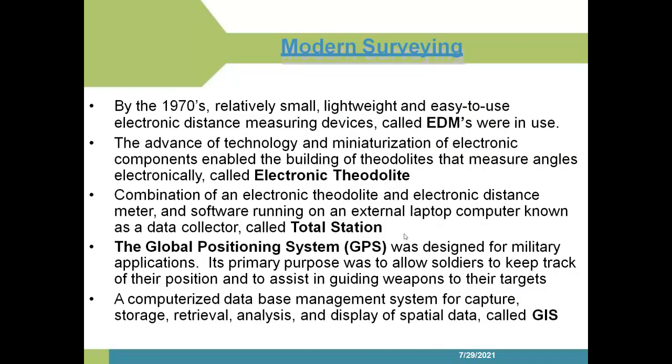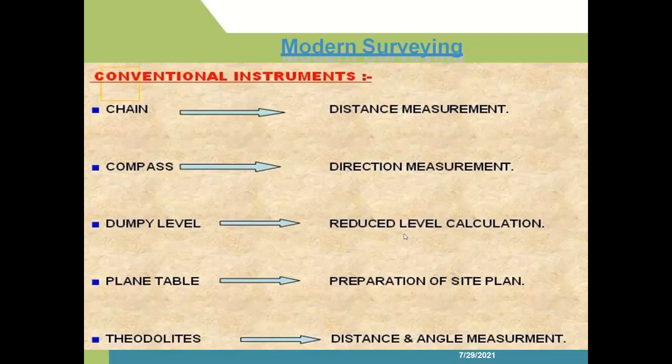Modern instruments have been developed since the 1970s. Various kinds of modern instruments are available now, like EDM, electronic theodolite, total station, and GPS. GPS is nothing but the global positioning system. Now, the conventional methods and their uses: chain survey is utilized only for distance measurement. Compass survey is used for direction measurement.